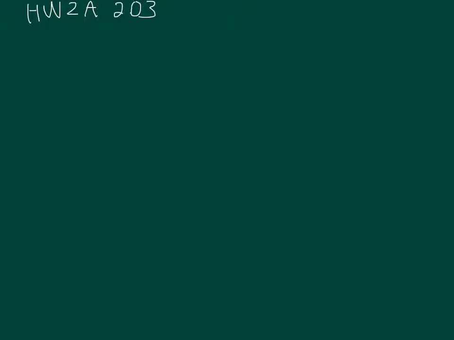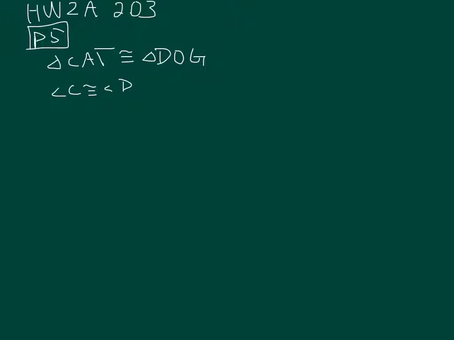Problem number 5: assume triangle CAT is congruent to triangle DOG. List all the corresponding parts. I'm going to do just a little bit. So angle C is congruent to angle D, and segment CA is congruent to segment DO, right?